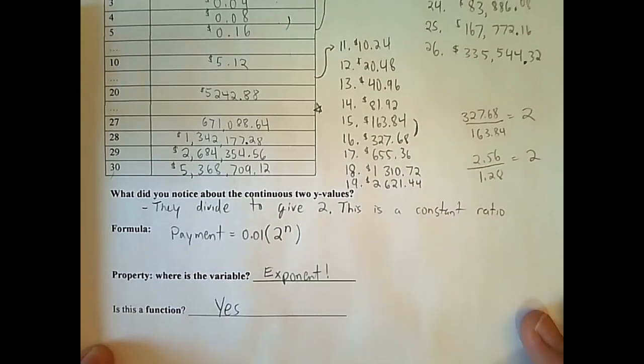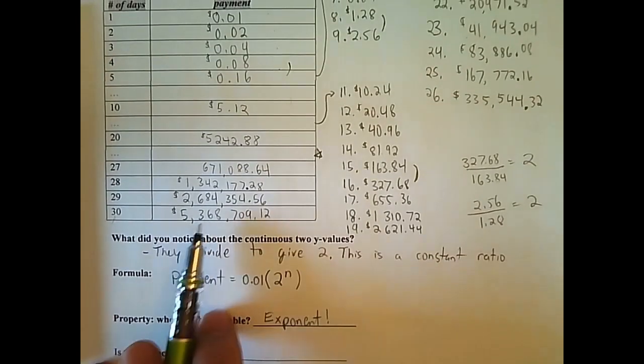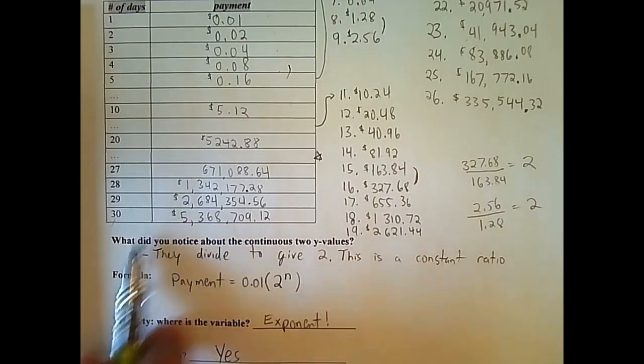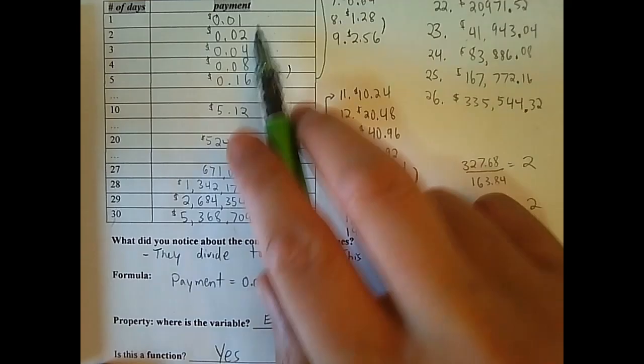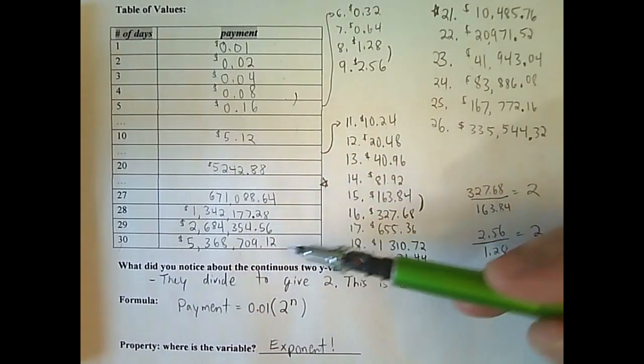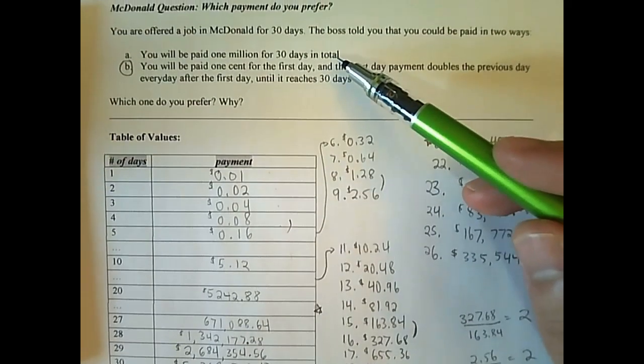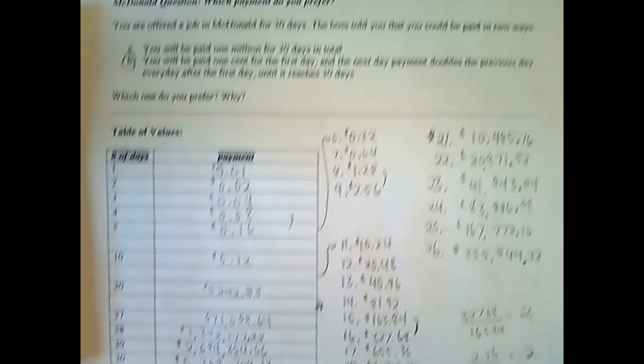Now, for the sake of this scenario, you can see that by the end of day 30, we have 5 million. And if you're getting paid this much every day, well, you're getting a lot more money than the first scenario. So scenario B is the best.